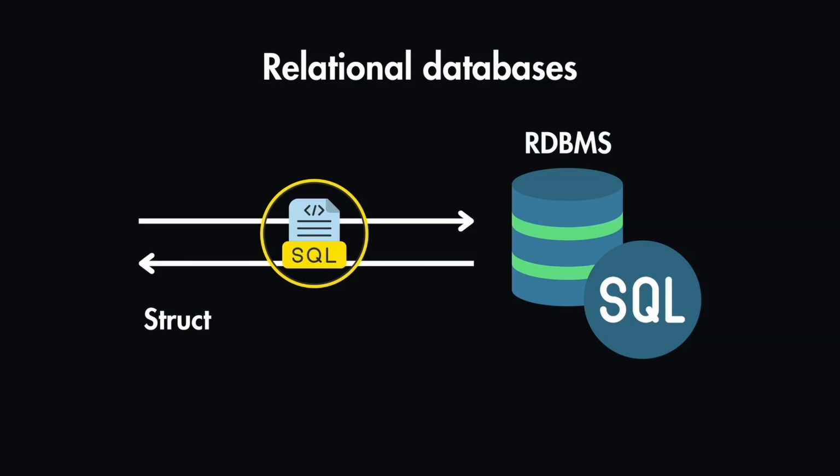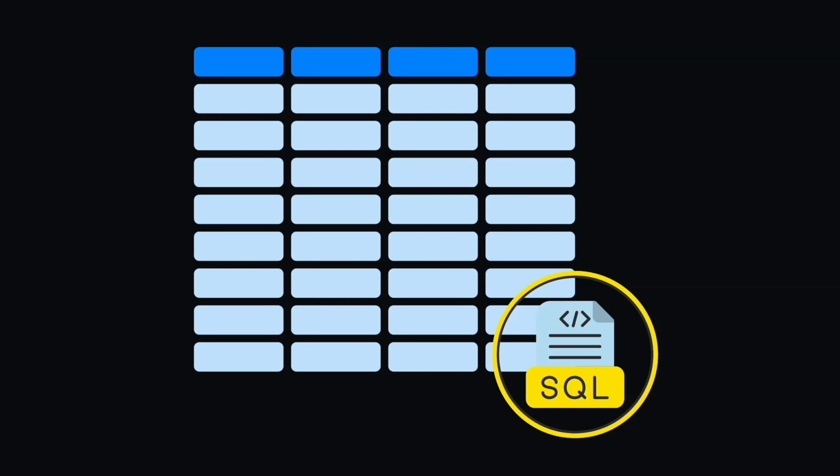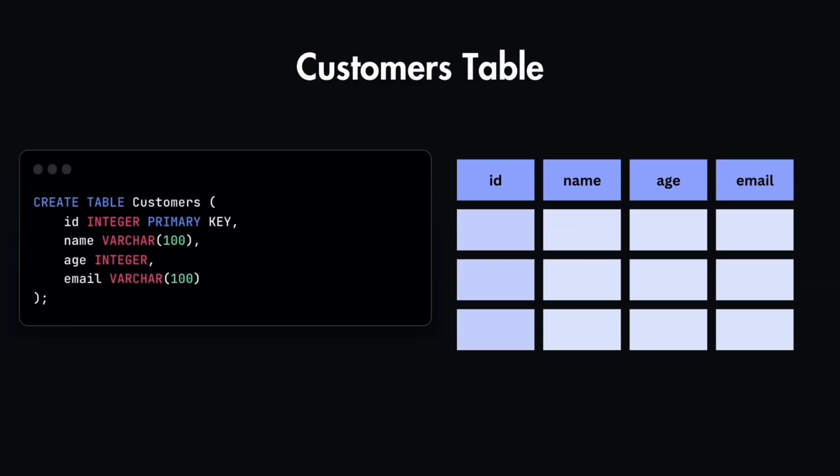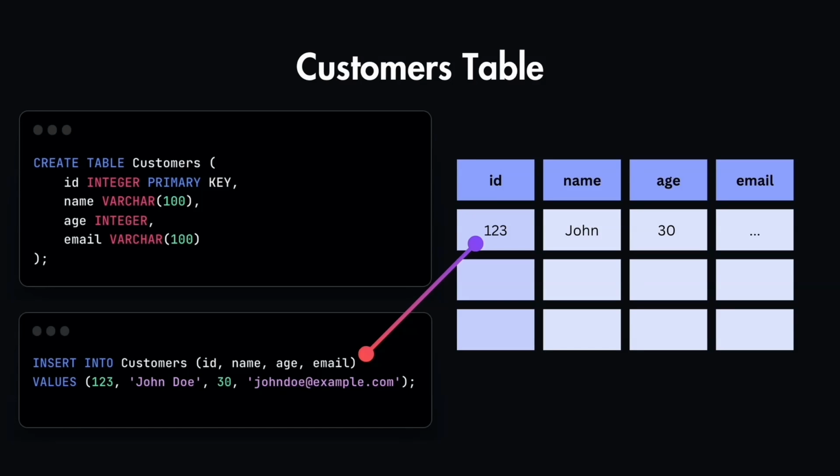These databases use structured query language or SQL for finding and manipulating data. The data here is structured in tables, which are the fundamental building blocks of SQL databases. And these are similar to spreadsheets. Each table consists of columns, which can be thought of as the fields or attributes of the table. And it also consists of rows, which are single records within this table. For example, if you imagine a customers table, within this table we can have columns like ID, name, age, and email. And for each row, we can have specific customers like the ID of 123, and the name will be John and the age will be 30 and so on.